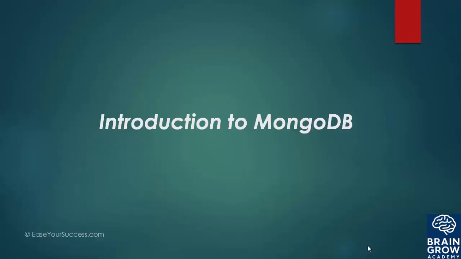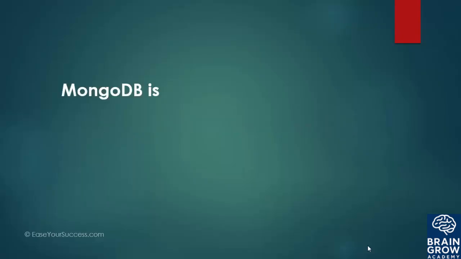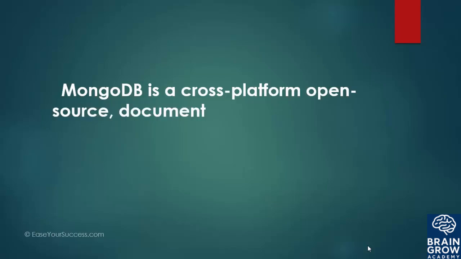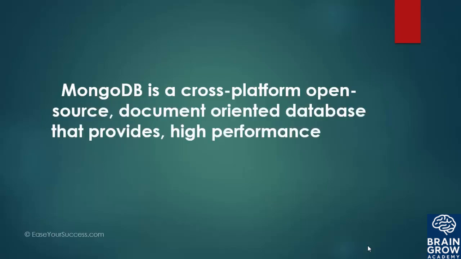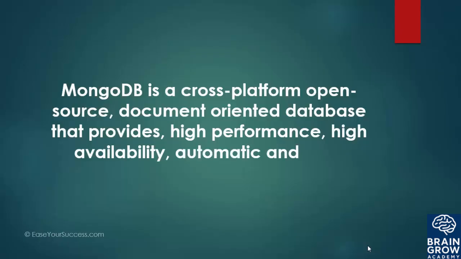In this lecture, we are going to discuss MongoDB. MongoDB is a cross-platform, open-source, document-oriented database that provides high performance, high availability, and automatic and easy scalability. When I'm saying MongoDB is cross-platform open source, it means MongoDB can be used by anyone on any platform. MongoDB uses documents to store data, and so it is known as a document-oriented database. And since it uses documents, it is easy to access data with document-based search, which leads to high performance.